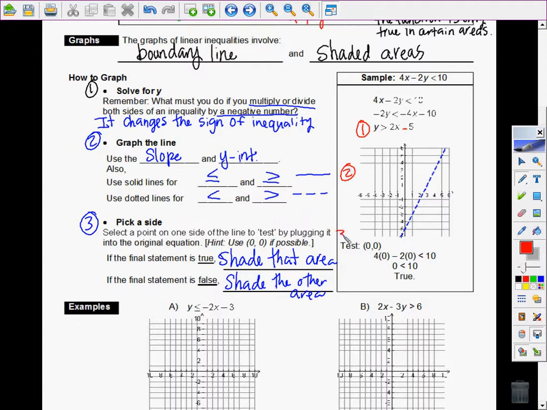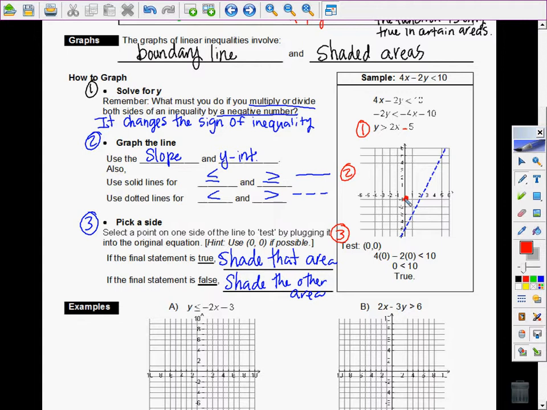Step 3 is to test. You choose a point. If I believe that in order to be greater than, I need to be above the line, I can choose any point that is above the line. So I'm going to choose 0, 0. I can plug 0, 0 into this statement, or into this statement, because they are equivalent statements. All I did was rearrange the numbers. I decided to plug it into this one because everything will cancel out.